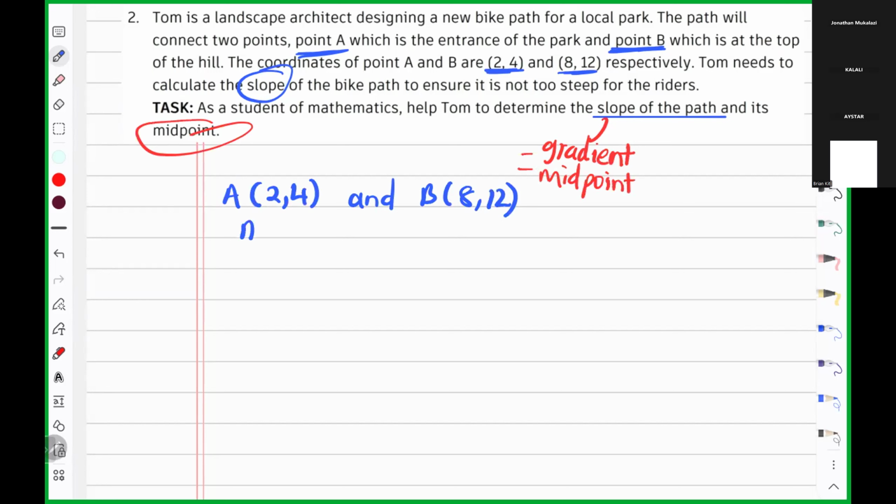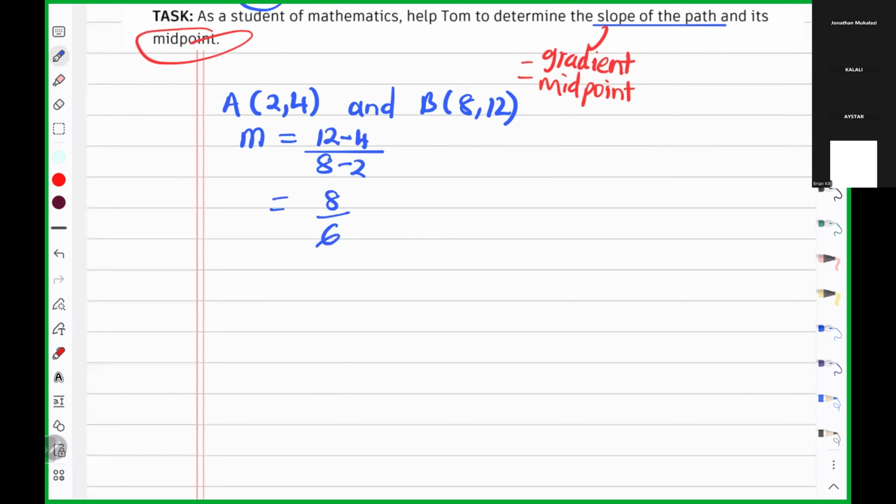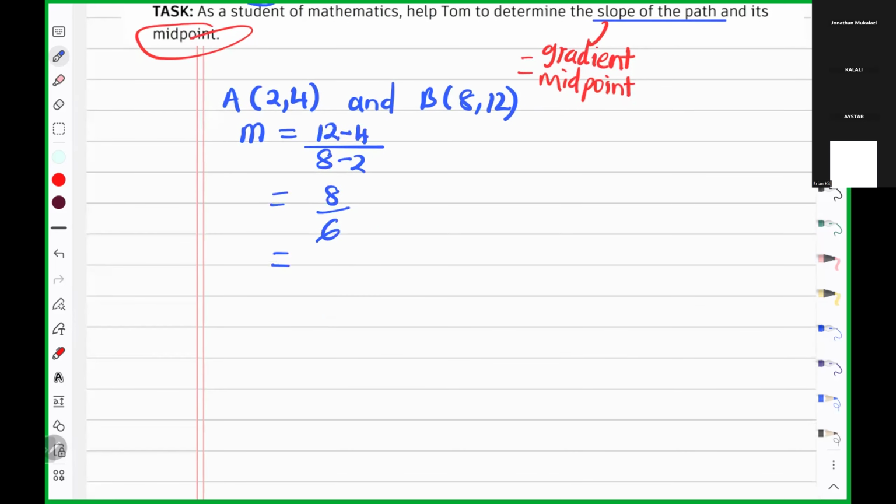As we said in the previous question, gradient is got by taking the change in y out of the change in x. So for change in y, we shall have 12 minus 4. Then for a change in x, we shall have 8 minus 2. So this will give us 8 out of 6, which is actually 4 out of 3, or 1.3333 to 4 decimal places, is our gradient.